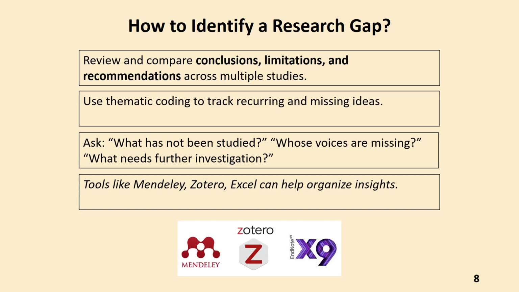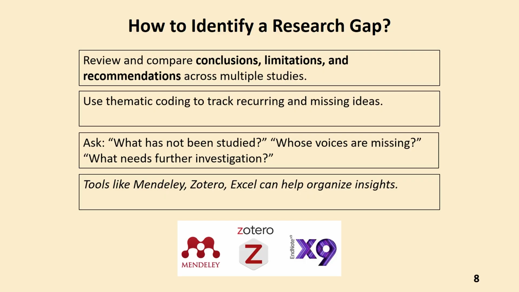Ask what has not been studied. This is a very important question. As a researcher, you should ask this question to yourself in the very initial phase. What has not been studied? Because definitely you will have some interest toward a variable and area of research, and under that area you have to make a point that yes, this thing has not been studied. Whose voices are missing? What needs further investigation? These questions will drag you closer to the research gap in a very systematic and scientific manner. You have to think over these things.